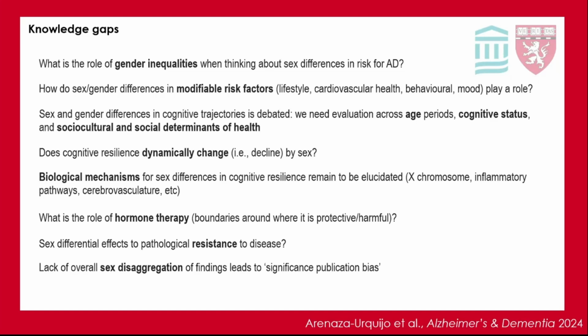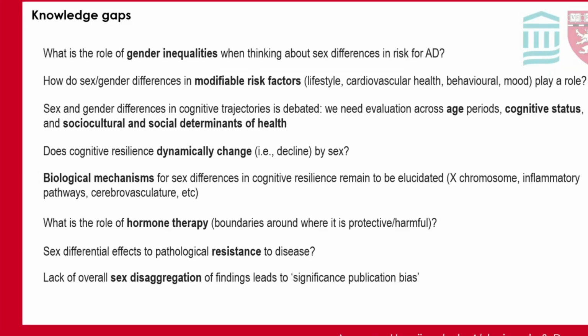We also focus a lot in our lab on the X chromosome. There's lots of work that needs to be done that is not being done yet. We need to focus on pathological resistance. And the other really important part, which is the final point here, is sex disaggregation. In all of our work, not just observational findings, but actually clinical trials need to be doing this a lot. And this was an editorial that I wrote a little while back.